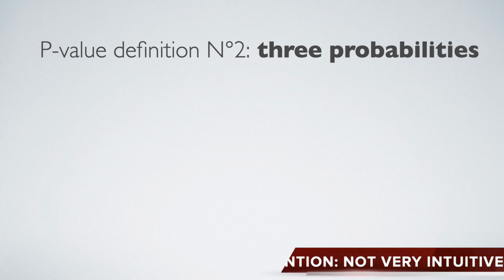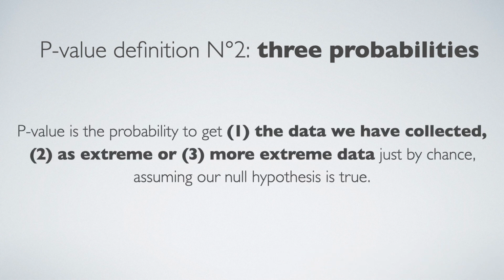And this is actually one of those definitions from the book where people start to run away from statistics. Namely, p-value is the probability to get the data we have collected as extreme data or more extreme data just by chance, assuming our null hypothesis is true.